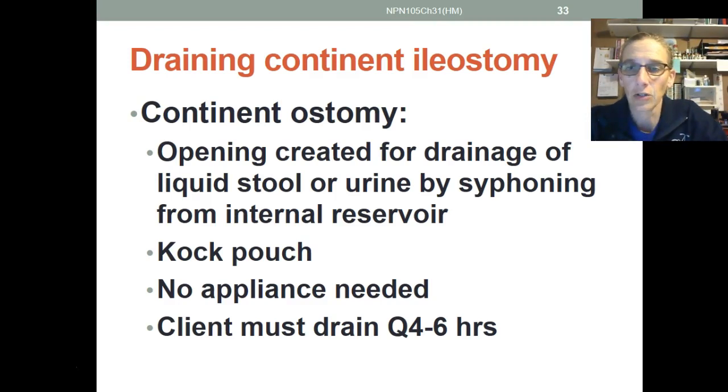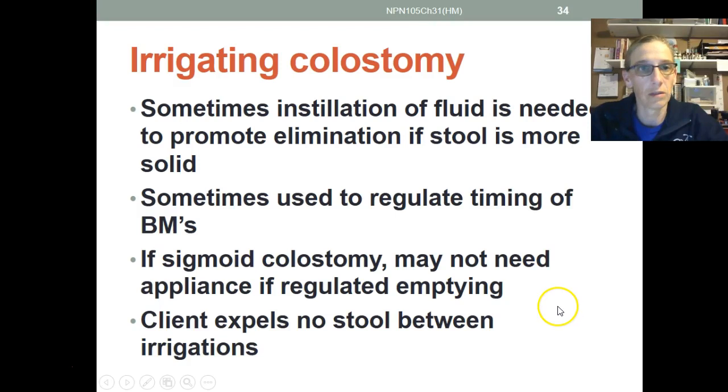But it is an internal, and there's a good description in your book, an internal man-made reservoir for the stool and urine that the patient will catheterize themselves through to drain it. No appliances needed, and they must drain at least every 4 to 6 hours.